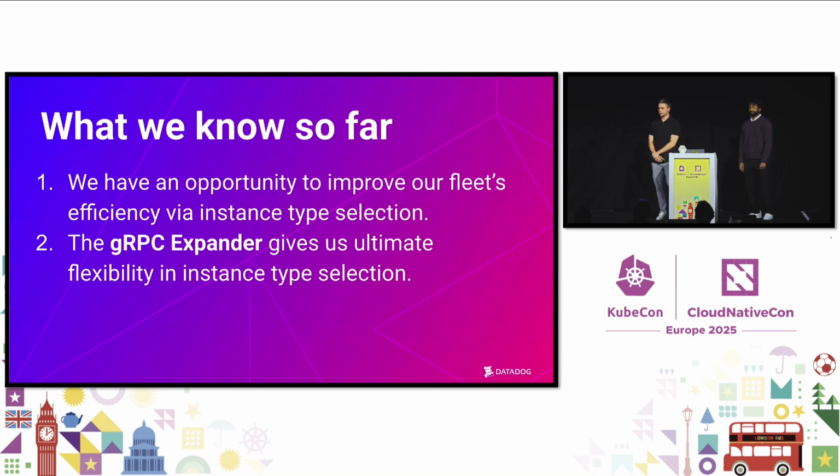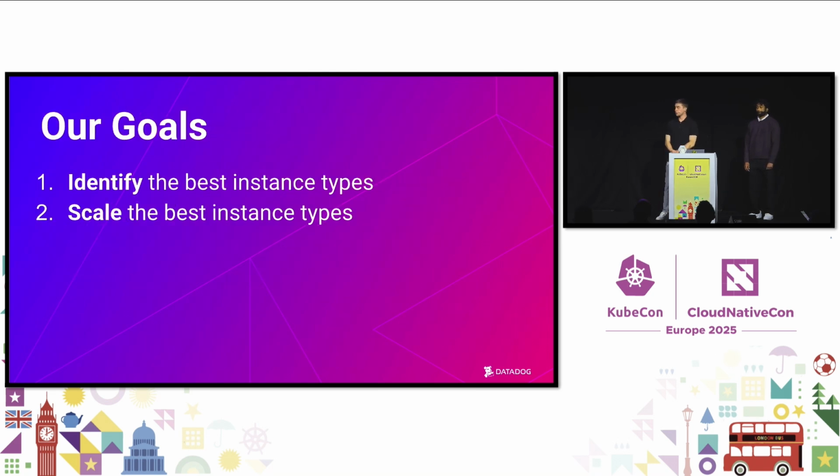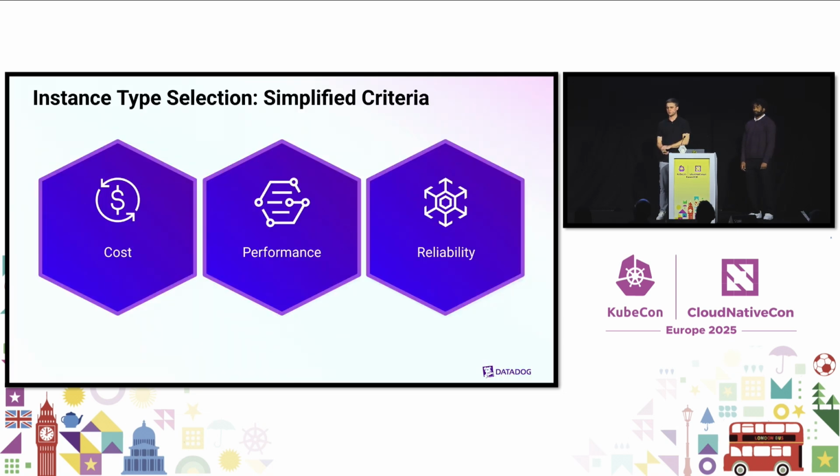So at this point, we've recognized that we have an opportunity to improve our fleet's efficiency via better instance type selection, and the gRPC expander gives us the ultimate flexibility to make these instance type choices. So our goals became simple. We wanted to identify the best instance types, and we wanted to scale the best instance types. So to simplify the criteria that we'll use for instance type selection, we'll bucket it into 3 high-level ideas that we care about in instance type selection. We care about the cost of our fleet, we care about the performance of the applications that run on them, and we care about the reliability of our fleet.